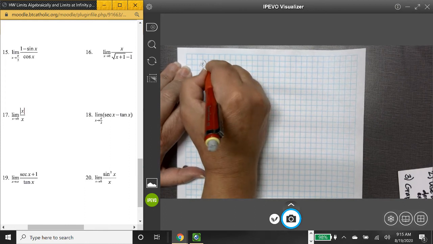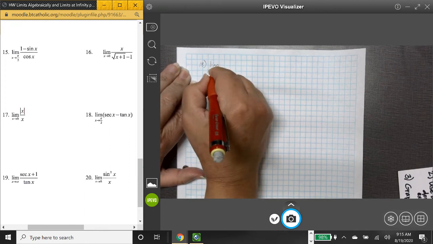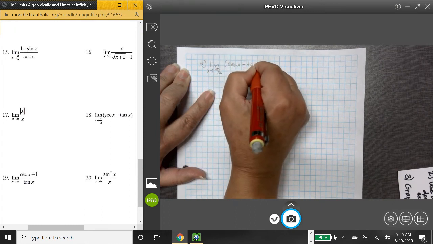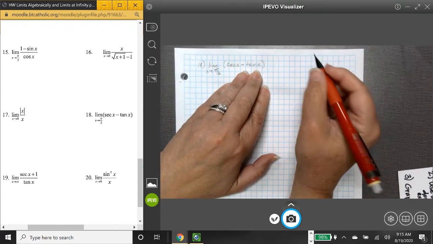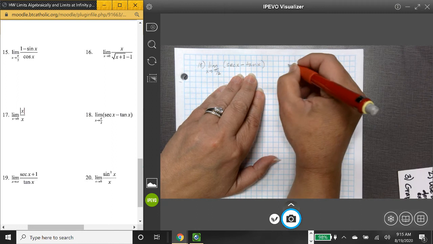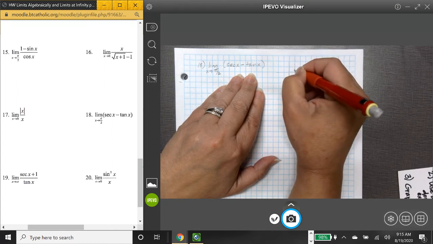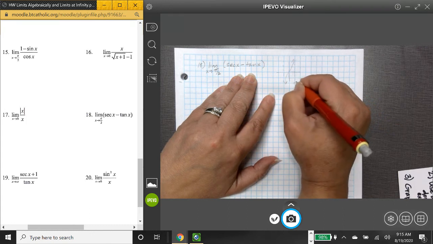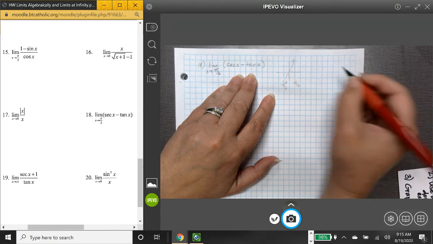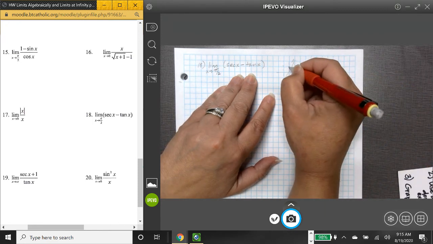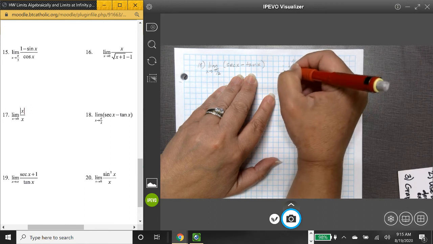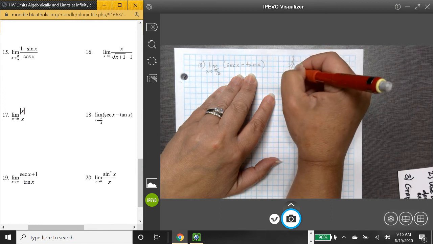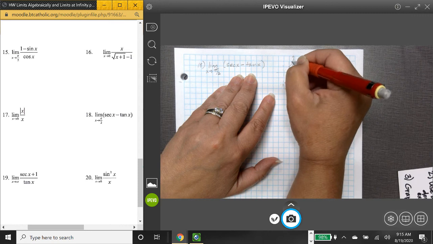Here we go, number 18, the limit as x approaches pi over 2 of secant x minus tangent x. Just from memory, the tangent graph, this is pi over 2, this is negative pi over 2, looks like this. The secant graph is the cosine flipped. So at 1, because the cosine would be this, if I flipped it, the secant graph looks like this. So we've got the tangent and the secant graph both going to infinity.